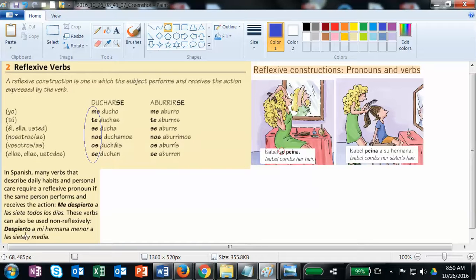So if my husband is waking up our children, then it's not reflexive. It's only reflexive when you're doing it to yourself, which I'm assuming most of you guys are because of your age. Hopefully you're getting yourselves up.